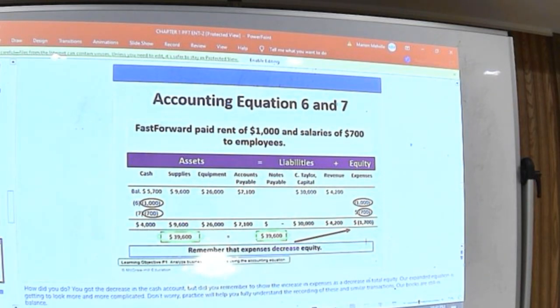Okay, so you can see now left-hand side 39.6, right-hand side 39.6. Everything's okay. Still in balance.